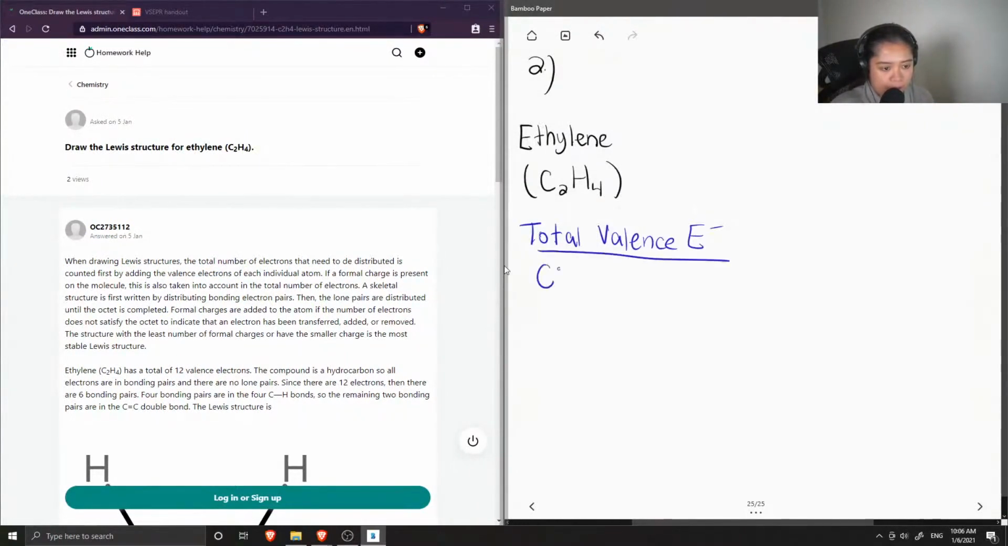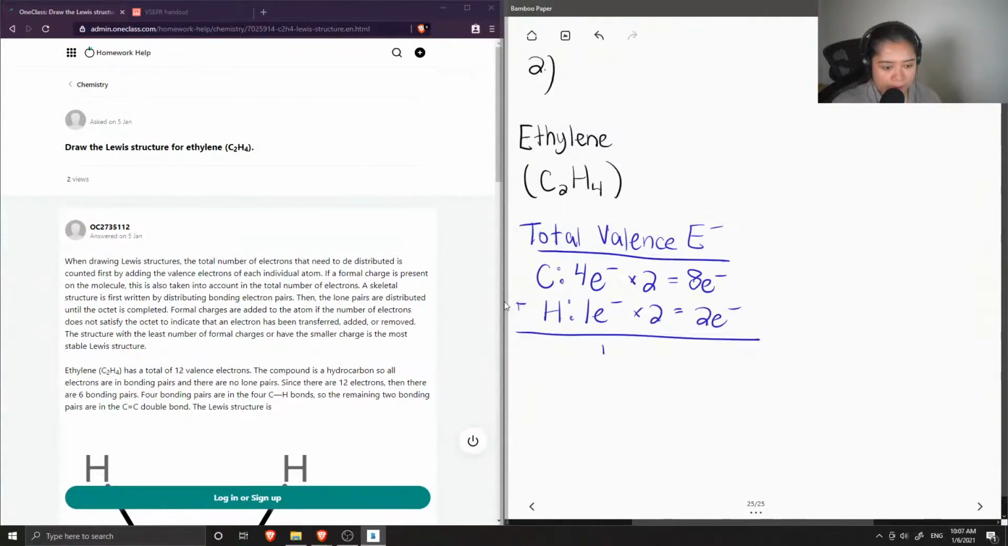So for carbon, the carbon atom has 4 valence electrons, and there are 2 of them. So this is 8. And for hydrogen, each hydrogen atom has 1 valence electron. There's also 2 of them. This is 2. If we add them all up, we have a total of 10 valence electrons.